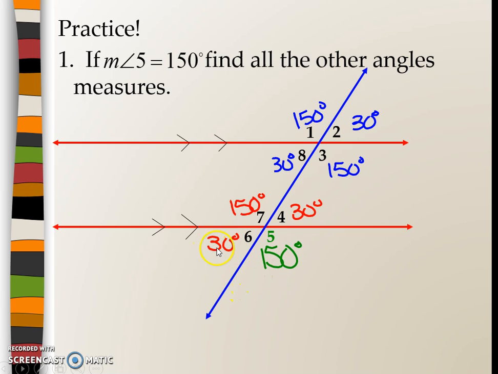And then, how did I get 30? Because this is a straight angle. So 6 and 5 are linear pairs. They're supplementary angles. So 180 minus 150 will be 30. If this is 30, then 8 will be 30 because that will be corresponding. And then if this is 30, that will be 30. Then it will be corresponding. So these are the answers.